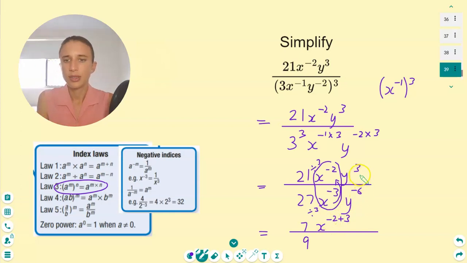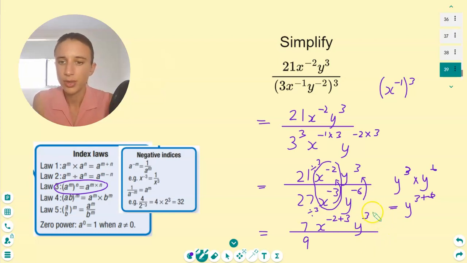And then what have we got? So then we've got y cubed. If I bring that y to the negative 6 up to the numerator, it becomes y to the positive 6. And we know about multiplying. All right, so if we've got y cubed times y to the 6, we add those powers. Add the powers. So that's going to be 3 plus 6.